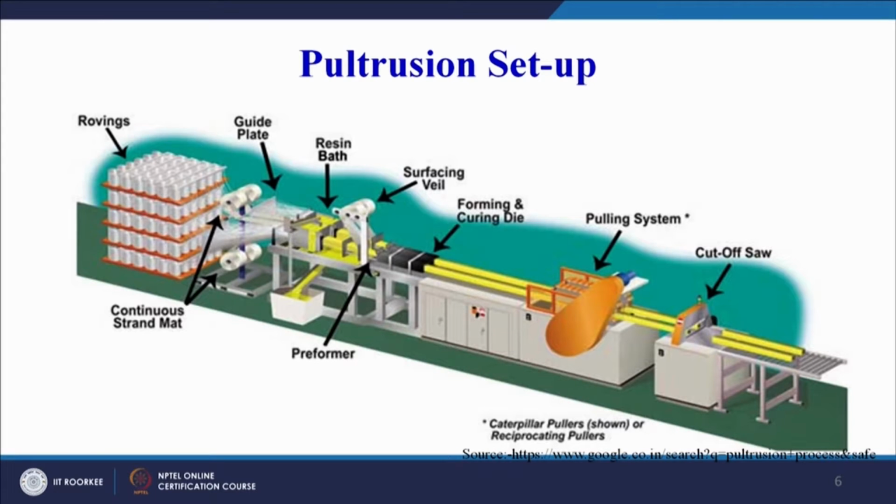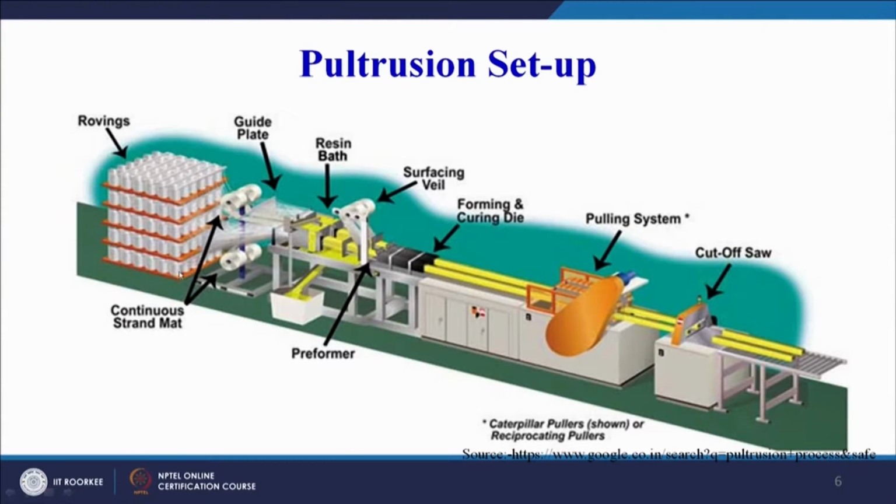So this is a schematic representation of the pultrusion process, and here you can see another word, that is preformer. Before entering the forming and curing die, the preformer will give a specific shape to the final product. The final shape is decided in the forming and curing die. So basically, as we have already tried to understand, there is a reinforcement system, then there is a resin impregnation system, then there is a formation and curing system, then there is a pulling system, and then there is a cutting system.